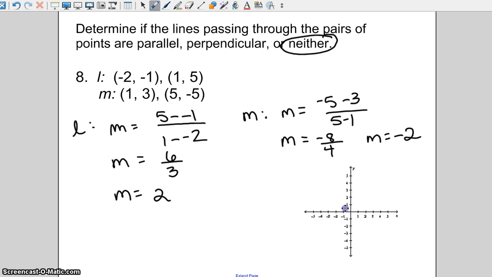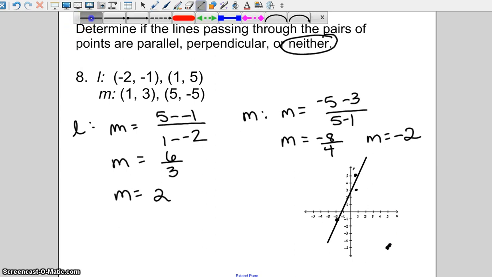If you wanted to graph them to take a look, you can verify it that way. So -2, -1, and 1, 5 would look like this. And then 1, 3 and 5, -5 looks like this. And you can see they are not perpendicular, they don't make right angles, and they're not parallel.